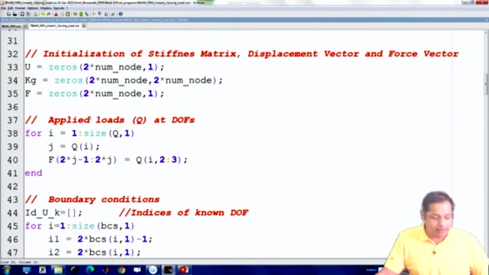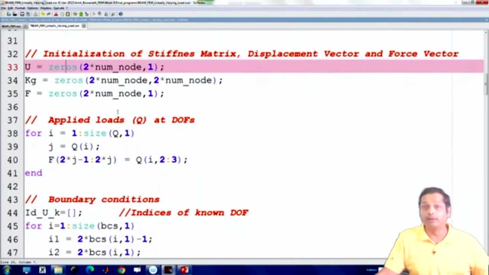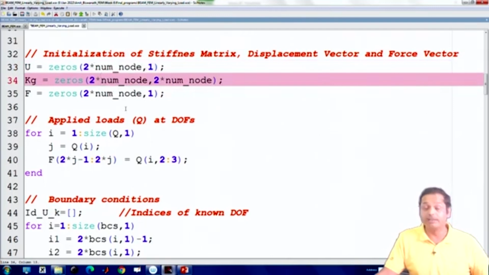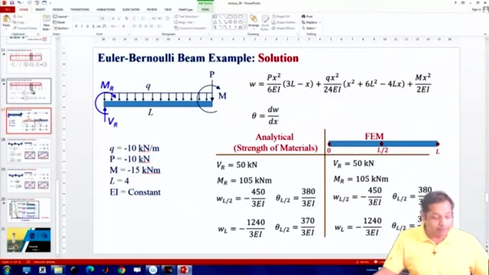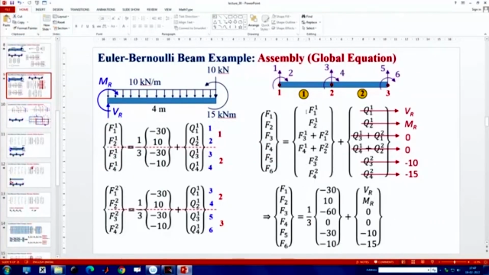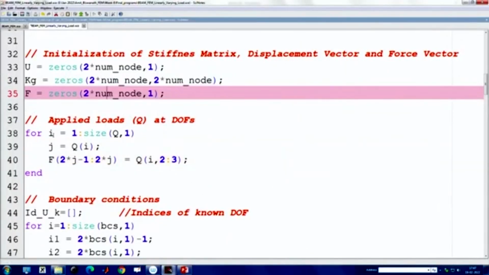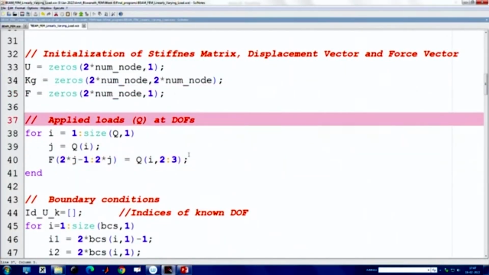Then the same thing we'll do: we initialize the global displacement vector, the global stiffness matrix, and the global force vector. Once the initialization is done, we apply load Q and need to find the global Q part. We know there are two parts: one is the distributed load, and the other is the concentrated load and concentrated moment with the Q part. So this is the globalization of the Q part.